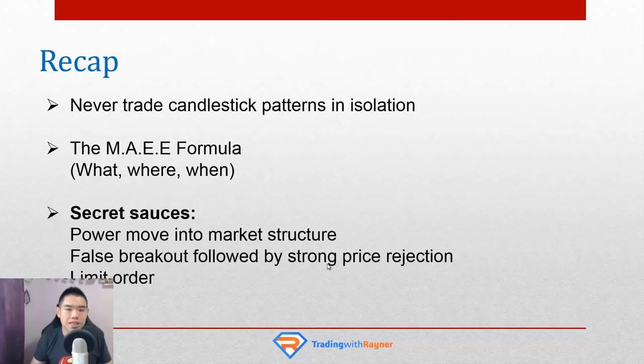And finally, we talk about the secret sauces. Number one, I look for a strong power move into market structure because it improves my profit potential. Number two, I like to see a false breakout followed by strong price rejection because I can then trap the breakout traders who bought the breakout. And finally, the limit order. If the price has moved too much from your desired level, you can place a limit order and see if you get filled to improve your risk to reward on the trade.